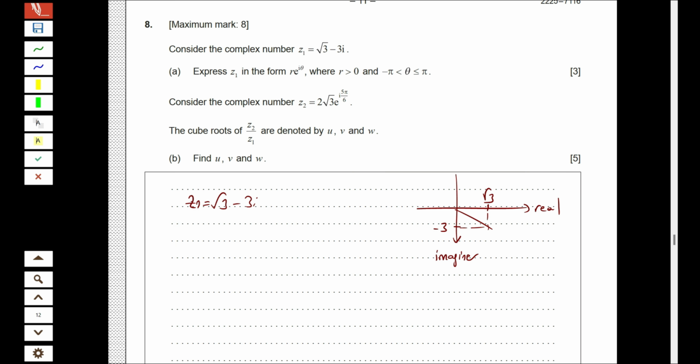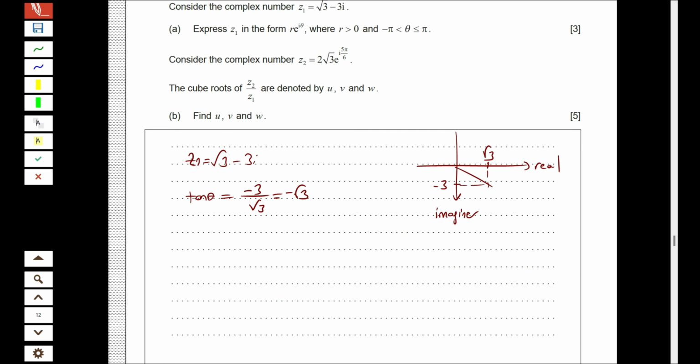We are looking for the argument of this complex number, which is the angle. So tangent theta is going to be minus 3 over square root of 3, which equals minus square root of 3. And I know that theta will be minus pi over 3, because tangent pi over 3 is square root of 3.